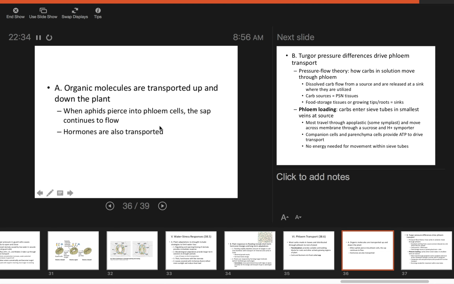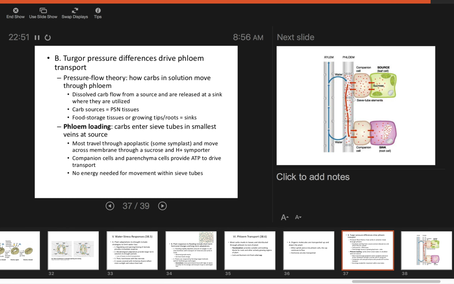Okay. Organic molecules are transported up and down the plant, so it's not just from the leaves down to the roots for storage. They can go up and down. When aphids pierce into the phloem cells, the sap continues to flow. Hormones are also transported in the sap too, so just keep that in mind. Now, in order to move sap, you also have to look at the turgor pressure differences. So we have this pressure flow theory, how carbs in solution move through the phloem.